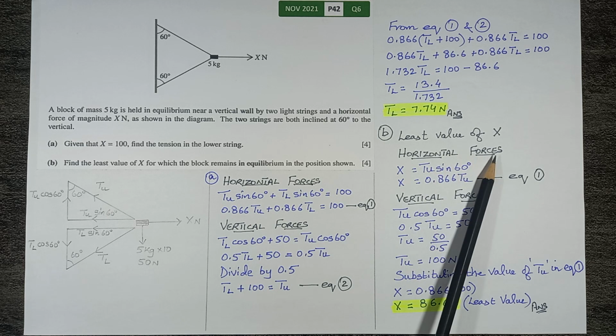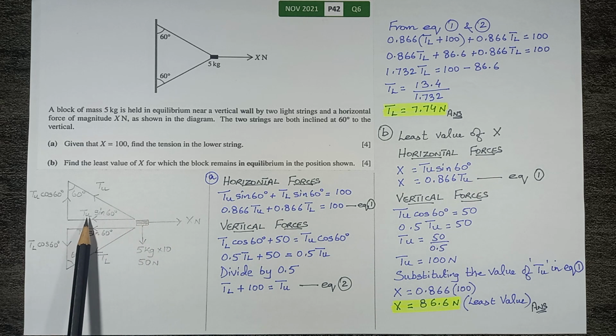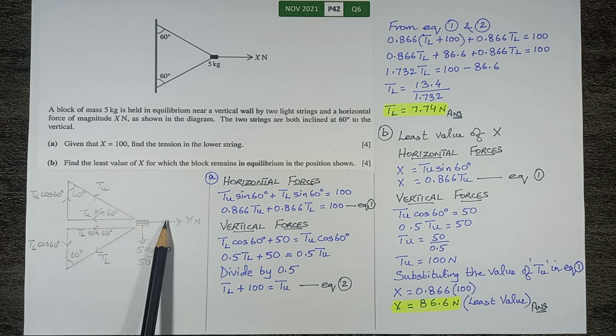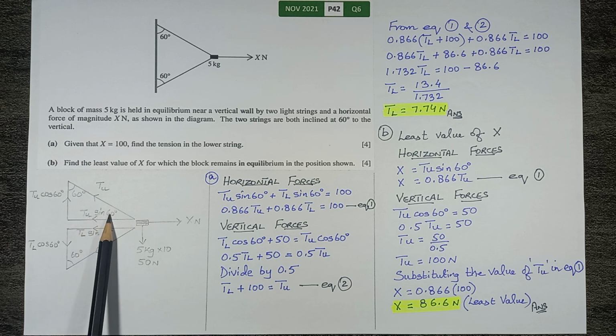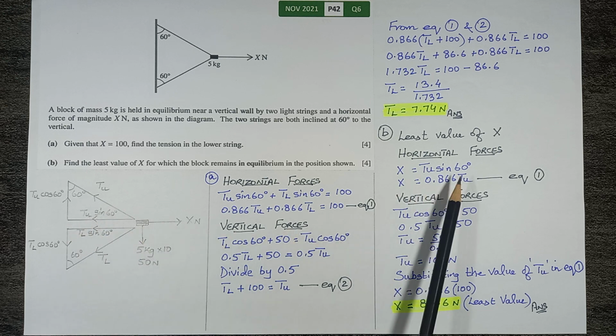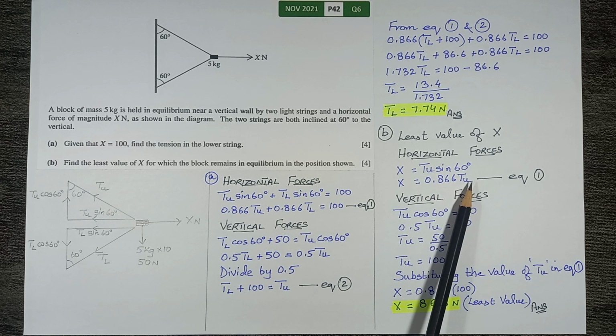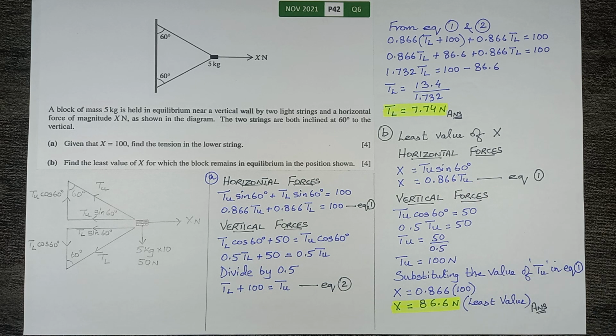That means for horizontal forces, we can say that simply TU sine 60 degree would be equal to X, because both are horizontal and in opposite direction. So TU sine 60 would be equal to X, and X is equal to TU sine 60. Sine 60 is 0.866, so X is 0.866 times TU. This is our equation 1.